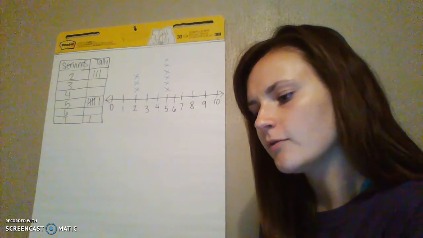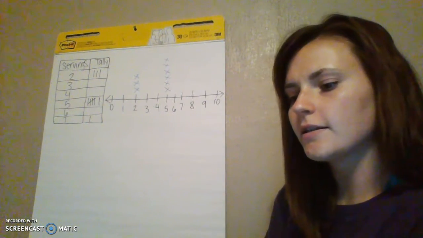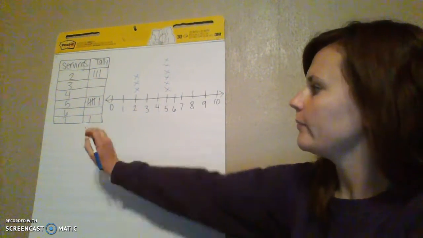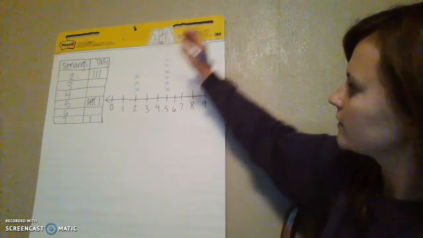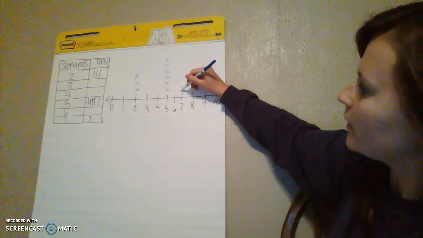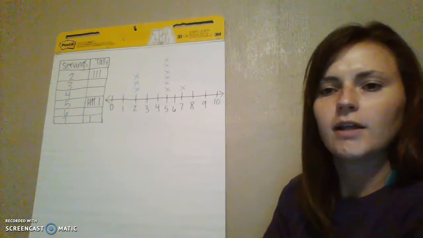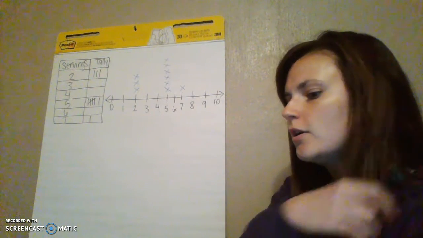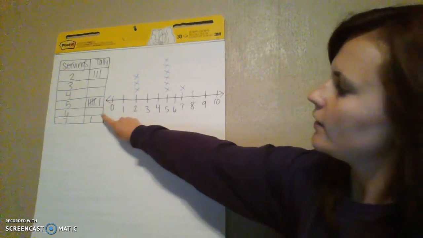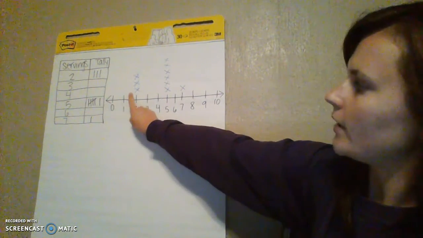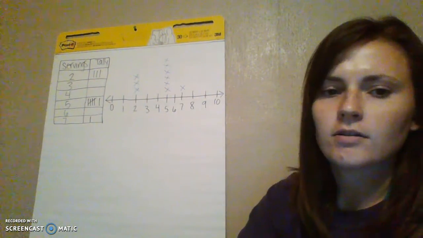And finally it says 1 person eats 7 servings. So I made 1 tally mark next to the 7, and then it says draw 1 X over the number 7. Okay, so that's how you make a line plot. You match your number, and if it's a survey like this, you put the tally mark, you put that many number of X's on top of your line plot.